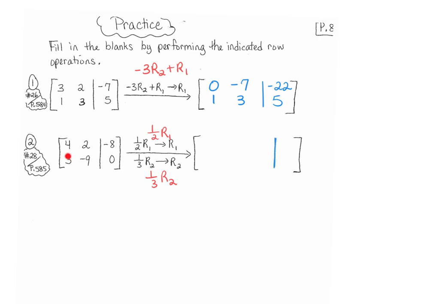So we need to multiply each entry in row 1 by 1/2. So 4 times 1/2 is 2. 2 times 1/2 is 1. 1/2 times -8 is -4. That's row 1. Row 2, we need to multiply each entry by 1/3. So 3 times 1/3 is 1. 1/3 times -9 is -3. And 1/3 times 0 is 0.